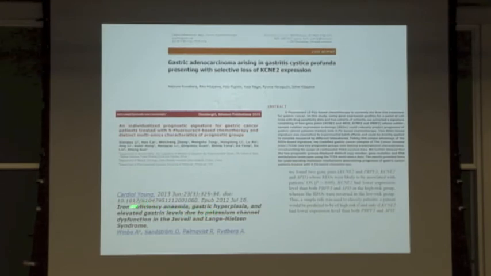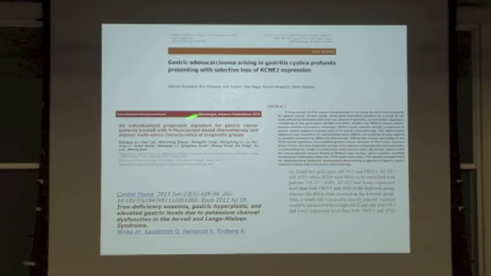There was also a very interesting paper in 2013 showing that people with Casein Q1 mutations, we all know they get cardiac arrhythmias and get Jervell and Lange-Nielsen syndrome if they have a particularly bad mutation, which really reduces the currents. These people also get iron deficiency anemia, they get gastric hyperplasia, and they get elevated gastrin levels as well. So the same things that happen in the mice happen in people.